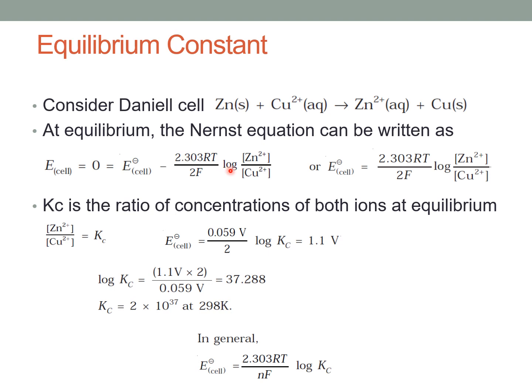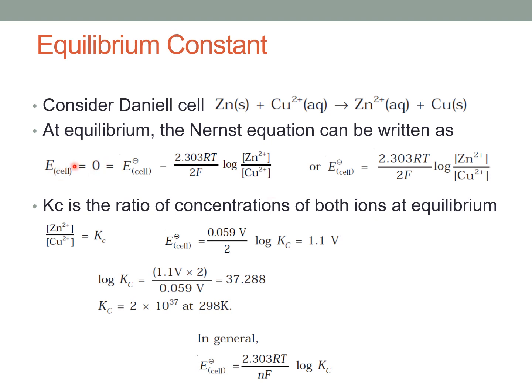2.303 was taken because we considered log. In this, 0.059 by 2 we can simply write, where in the 0.059 you have considered 2.303 and R and T and F. So that's why this is simplified. So once again we are giving here, because to take natural logarithm you have to have 2.303 RT by 2F log of zinc 2 plus concentration over copper 2 plus concentration.